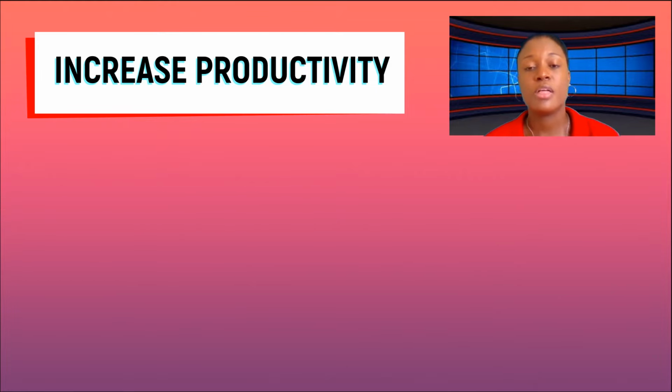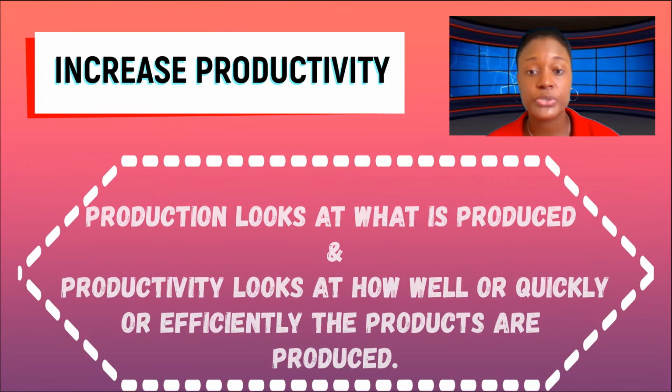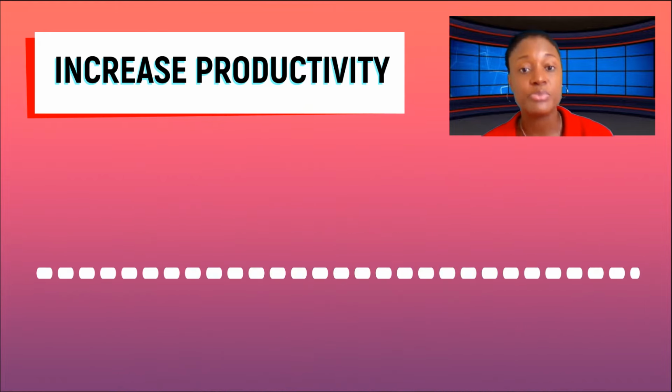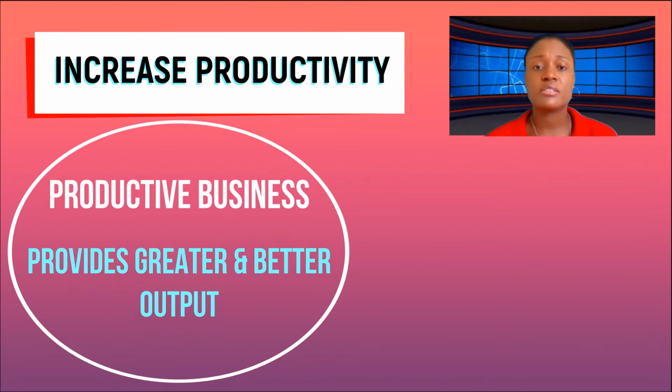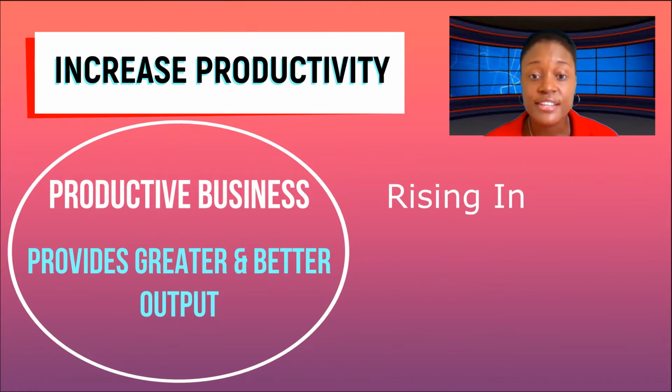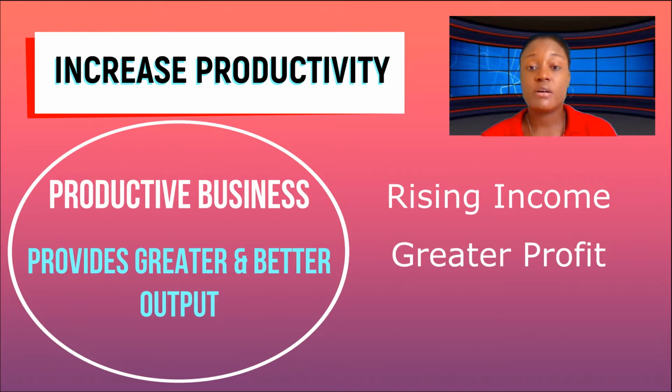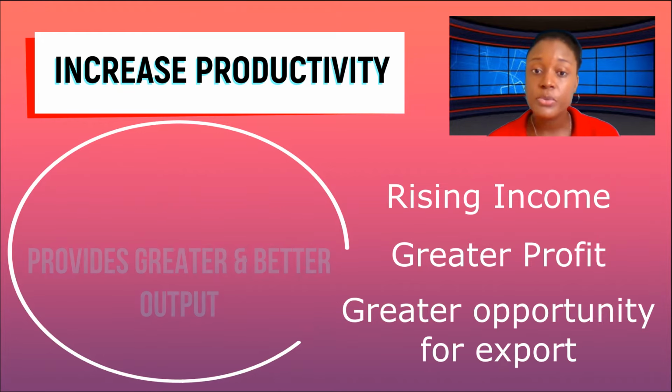So remember now that production looks at what is produced, and productivity looks at how well or quickly, how efficiently the products are being produced. Productivity is very important because when a business is productive, it is producing greater and better output. And when there's rising productivity, guess what? There is rising income, greater profit for the business, and greater opportunity for export.